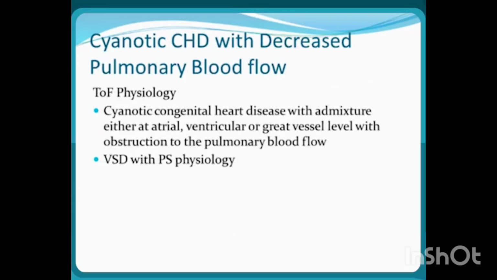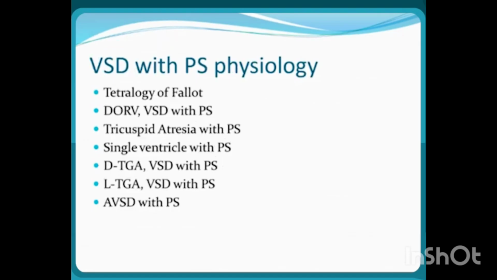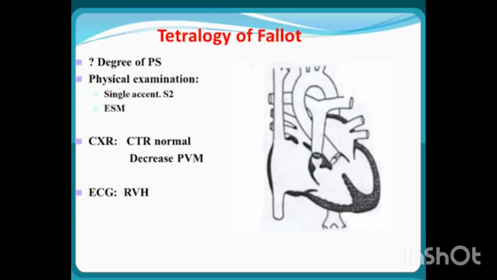So we come to the cyanotic CHD with decreased pulmonary blood flow. These are the TOF physiology or VSD with PS physiology, where there is an intercommunication between the two ventricles and there is pulmonary stenosis. So what are those situations? These are TOF, DORV with VSD and PS, tricuspid atresia with PS, single ventricle with pulmonary stenosis, TGA with VSD and PS, LTGA with VSD and PS, and AVSD with PS.